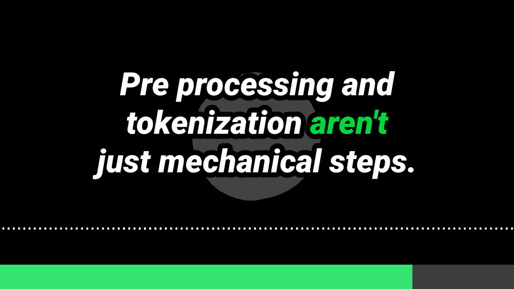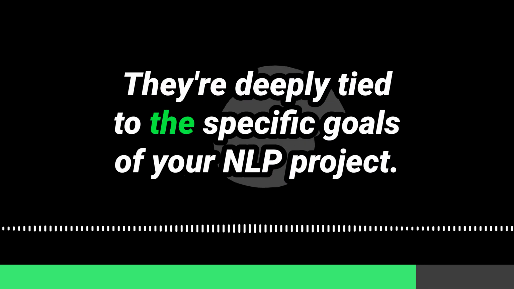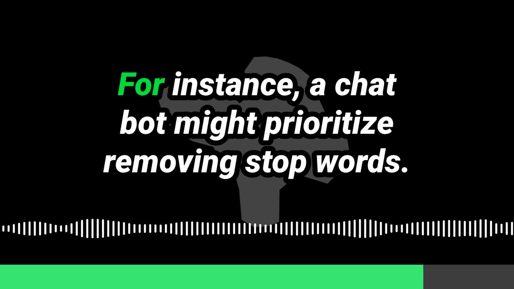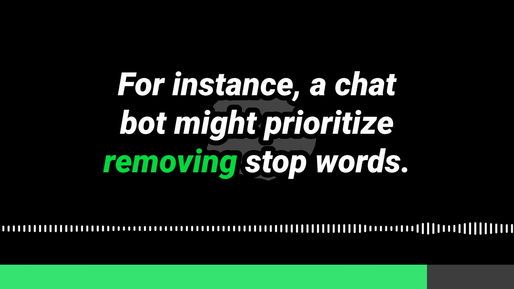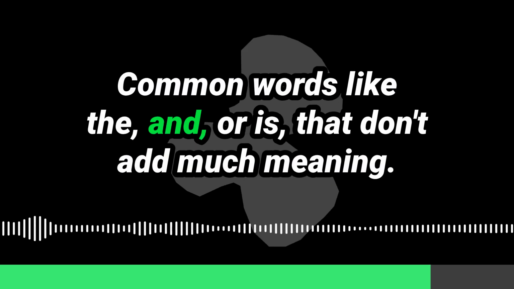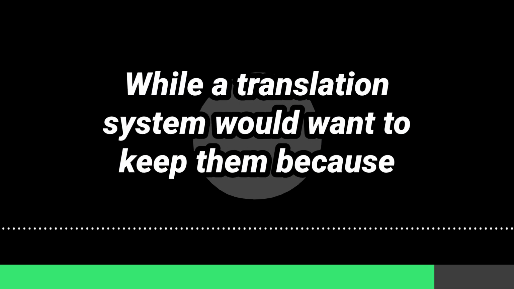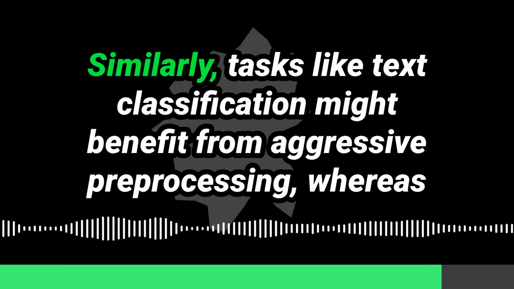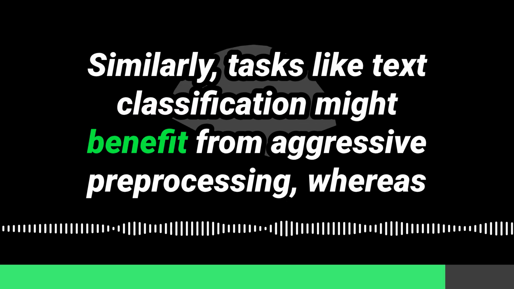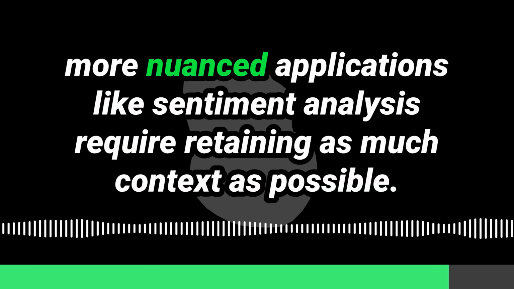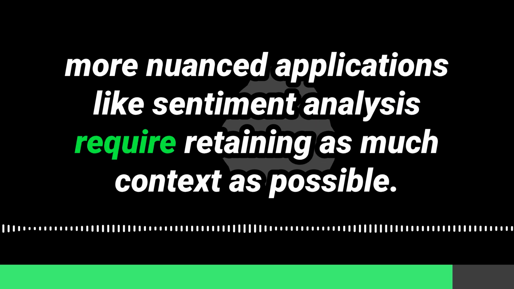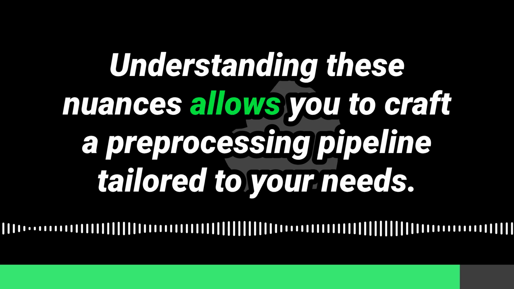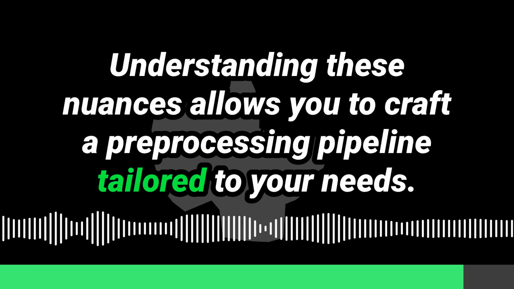Pre-processing and tokenization aren't just mechanical steps, they're deeply tied to the specific goals of your NLP project. Different tasks require different strategies. For instance, a chatbot might prioritize removing stop words, common words like the, and, or is that don't add much meaning, while a translation system would want to keep them because they contribute to the structure of the sentence. Similarly, tasks like text classification might benefit from aggressive preprocessing, whereas more nuanced applications like sentiment analysis require retaining as much context as possible. Understanding these nuances allows you to craft a pre-processing pipeline tailored to your needs.